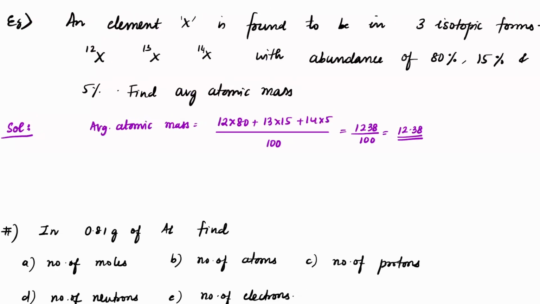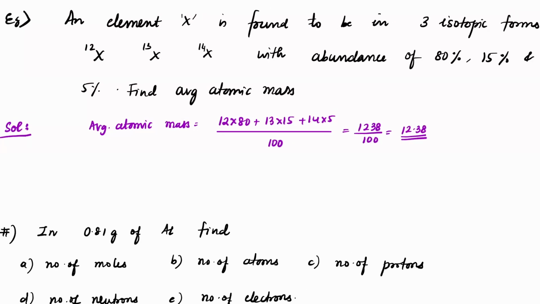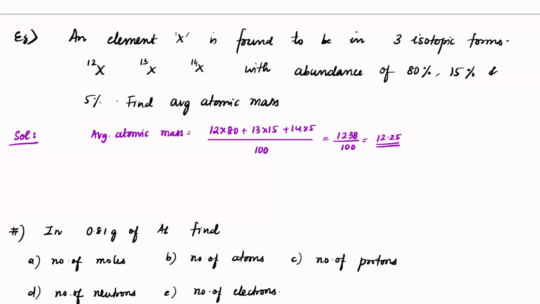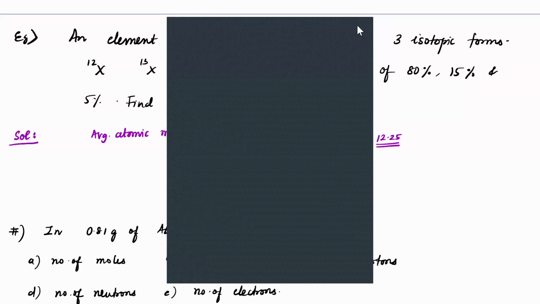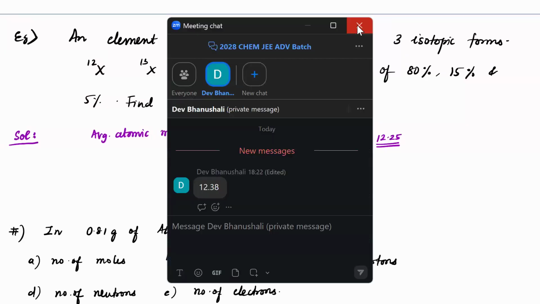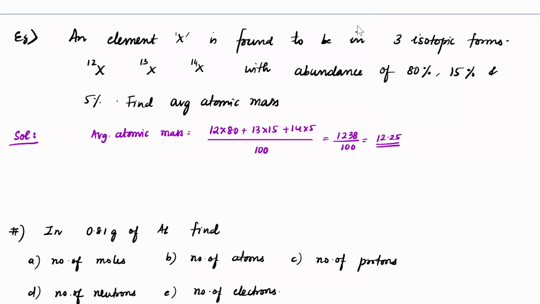Clear? Yes, sir. Right, sorry, 2.5. I'm getting 2.5 minus. Right. Next. Notice this one.